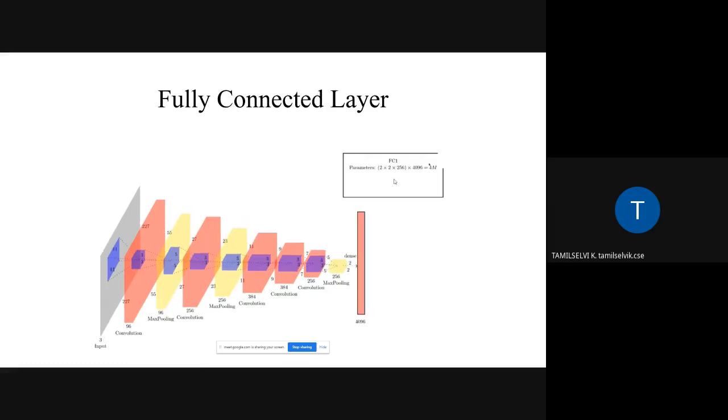Max pooling. With this, we have done all the convolution layers. Now they have gone to a dense layer, that is nothing but a fully connected layer. So the output for this max pooling is 2 cross 2 into 2.